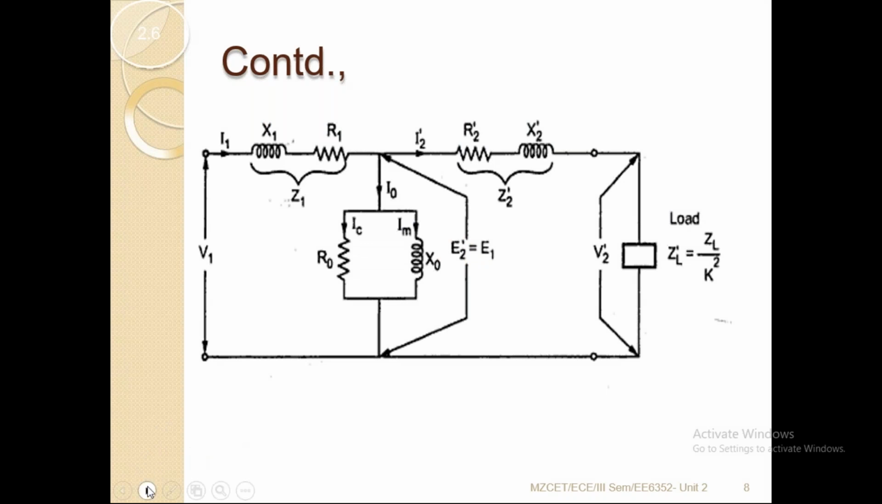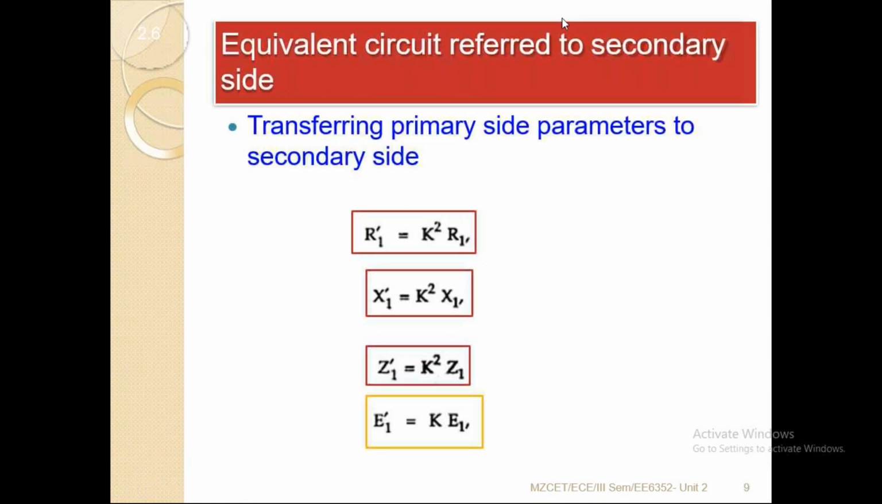Next, we will see the second case. In the second case, the equivalent circuit is referred to the secondary side. That means transferring the primary side parameters to the secondary side. Suppose R1 and X1 are the primary circuit parameters. When these values are shifted to the secondary, we represent them as R1 dash and X1 dash.